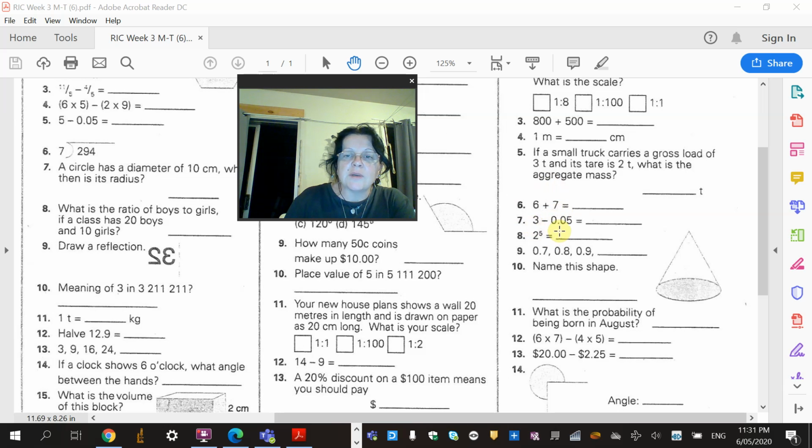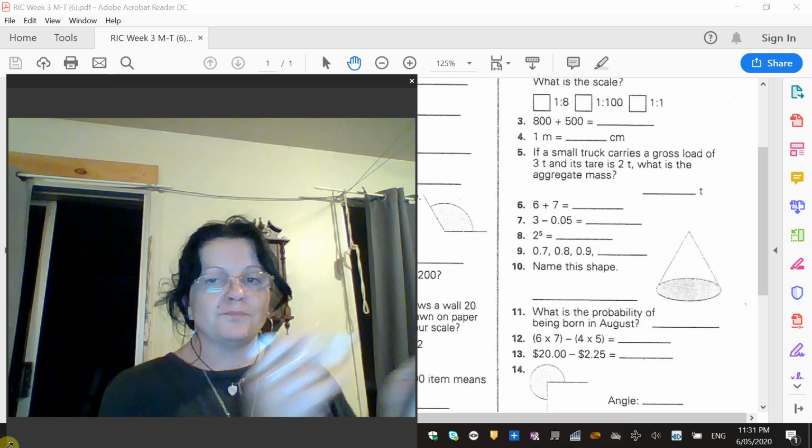Okay, 3 take away 0.05. So the first thing we have to do is turn this the same as that. So we write this number as 3.00 because we want to have the same numbers as that. Okay, so now what we're going to do, let's do it on the board, and I'll make this screen bigger so you can actually see me this time.